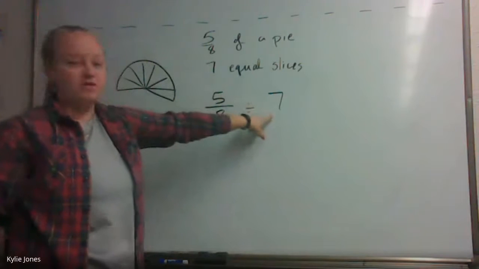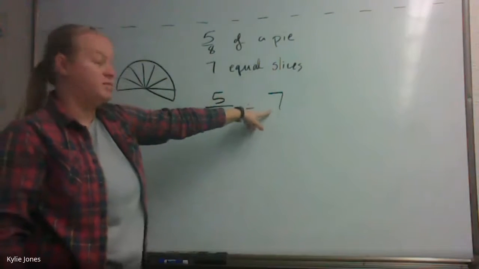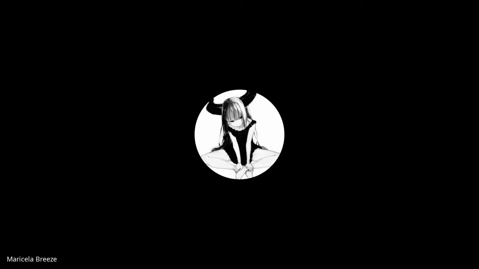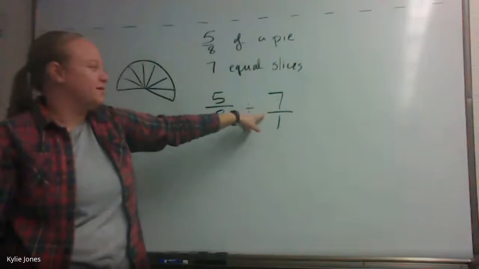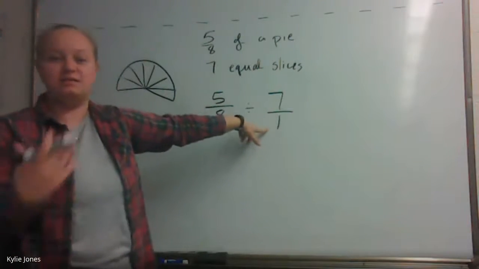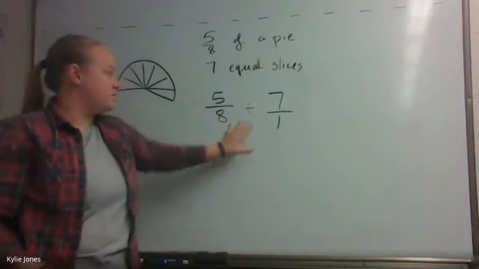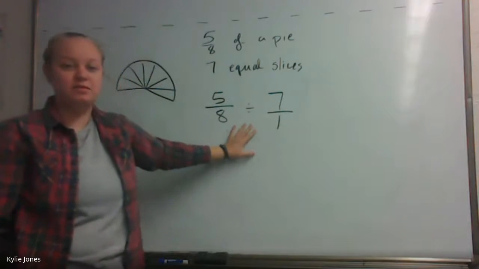Now, again, we have another whole number. What do I need to do before I can divide? Make it an improper fraction by putting it over 1. 7 over 1 is the same thing as saying 7. Okay? Now we have our division problem. What do I need to do now?